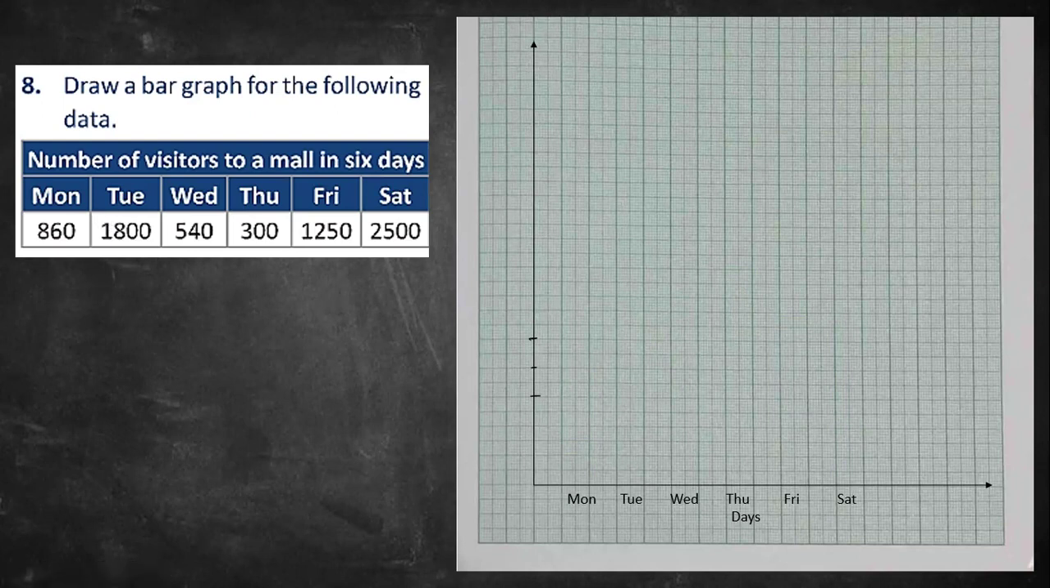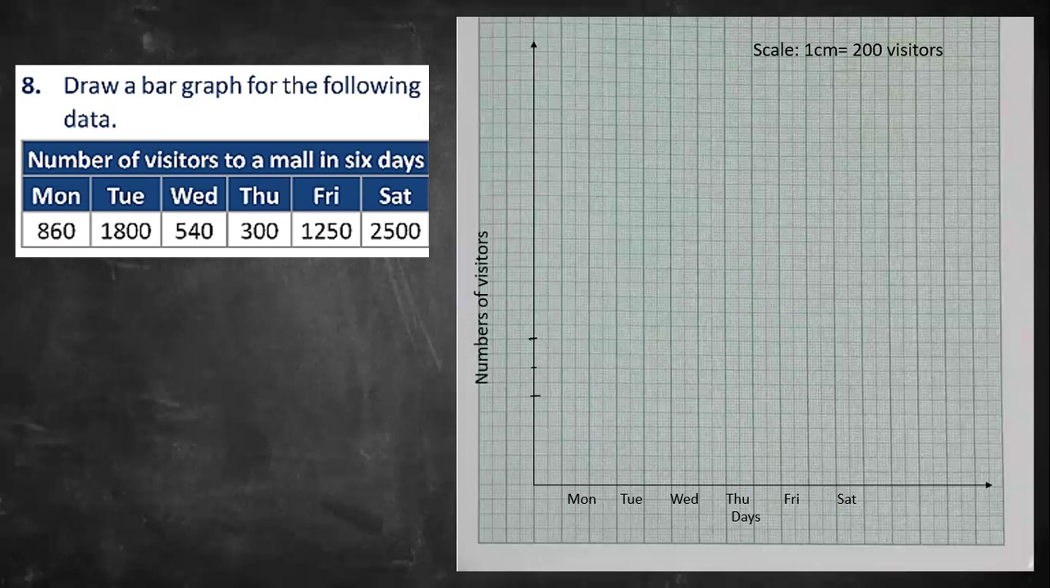Yes, that we have already written. Now on y-axis we will write number of visitors. So how will we write? 860, 1800, 540. Again, you need to take a number which best suits this. So what scaling will we take? We will take 1 centimeter equals to 200 visitors. Right? Okay, so let's write this on y-axis, number of visitors and then the numbers.